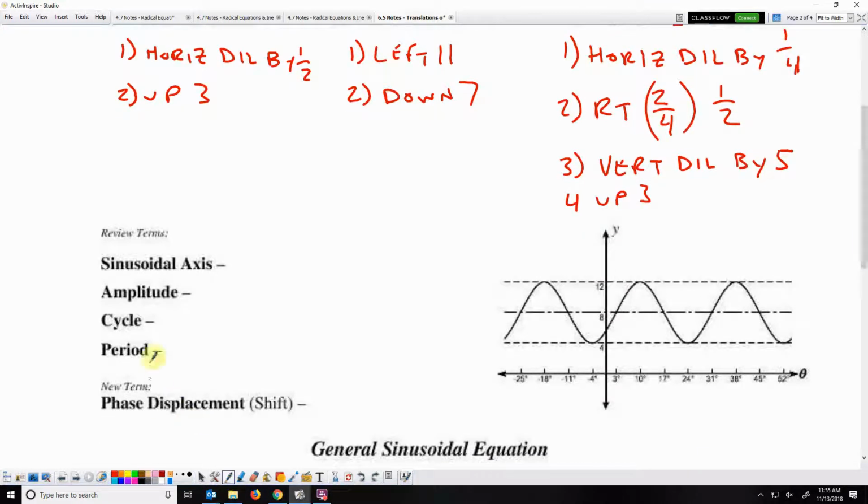So a little review of some terms. The sinusoidal axis is the horizontal center line. So the horizontal center line for this particular sine or cosine wave, this right here, is the sinusoidal axis, so we'll call that our center line or the sinusoidal axis. The amplitude is the maximum distance above or below the axis or the center line. So here's an example of the amplitude.